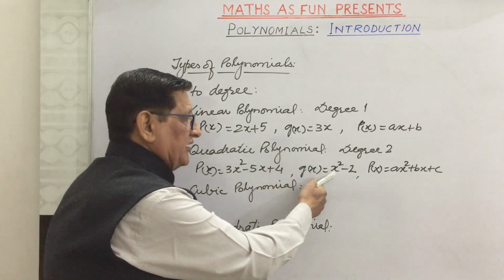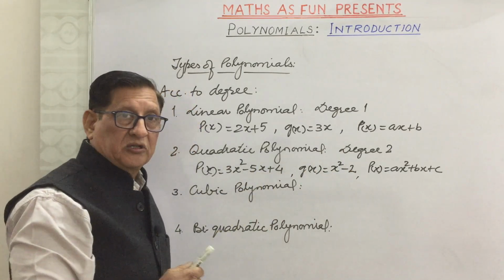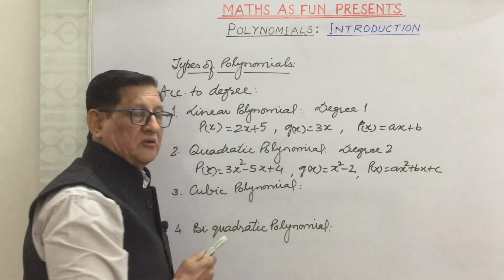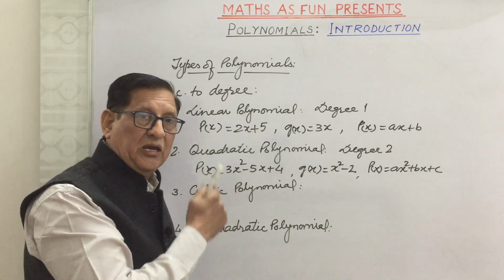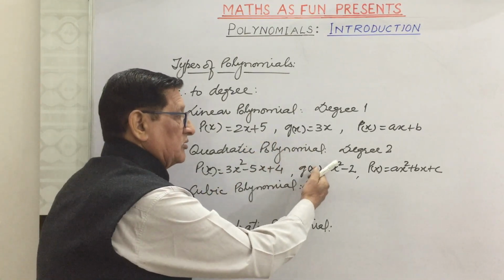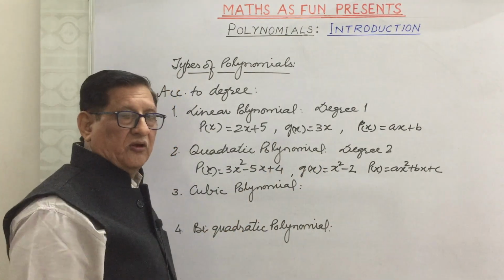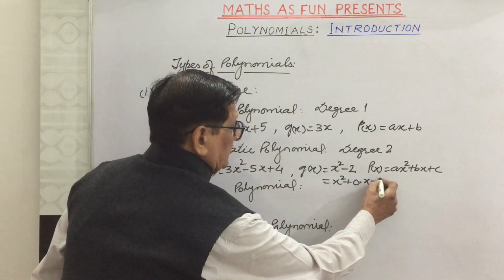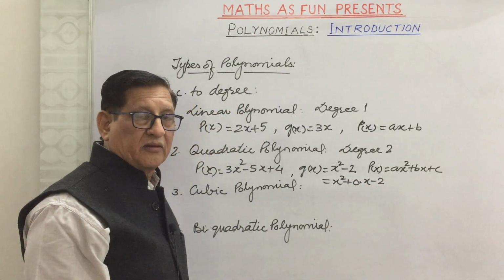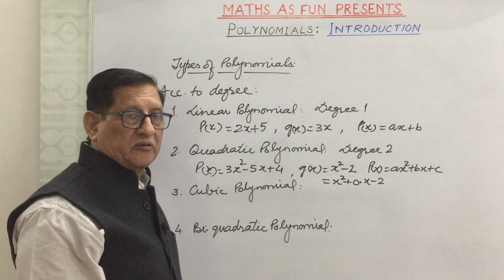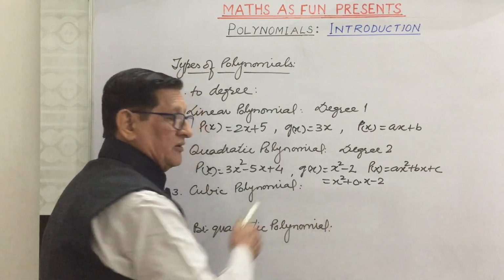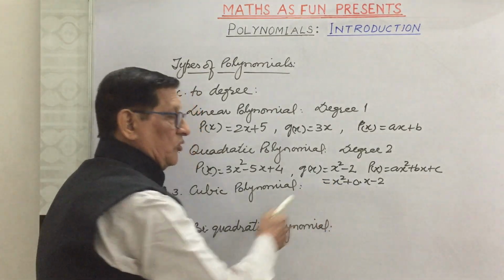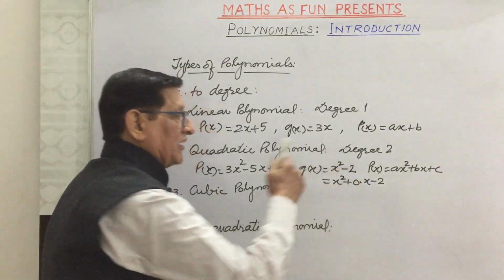Here in g(x) we are finding x² - 2. The coefficient of x² is 1. It means a is 1, but there is no term with x. We can write this as x² + 0·x - 2. It means here a is 1, b is 0 and c is -2.